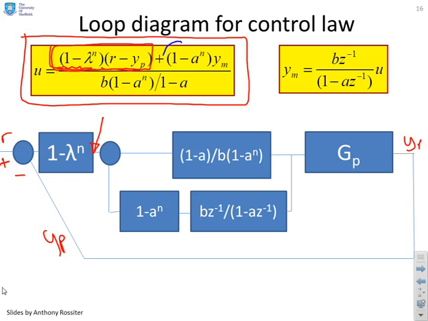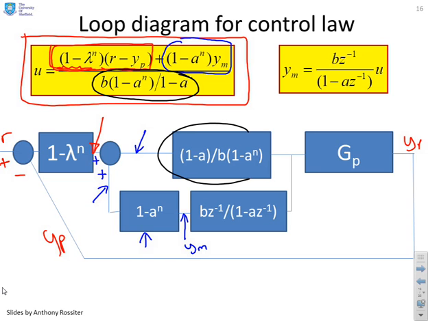I've also got a bit in here, 1 minus a to the n times ym. So you'll see that's represented here. If this signal in here is ym, then this signal coming out here must be 1 minus a to the n ym. So if I put a plus and a plus here, then this signal represents the numerator in the block. Now, what happens next is you'll see that numerator is divided by b 1 minus a to the n over 1 minus a, which is all that's in this block, so you've got u here. And the only thing remaining is where does this ym come from? Well, ym is linked to u through the independent model, which is here, bz inverse over 1 minus a z inverse. So you'll see I've now got a block diagram equivalent of this control law.